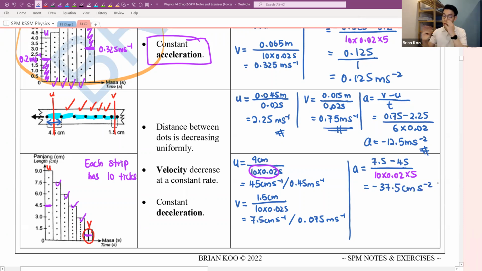So in cm, no problem. In meter, no problem. If it's in meter, you can convert this at the end into meters, just change cm to meter by dividing it by 100. So negative 0.375. Either one, both are good.